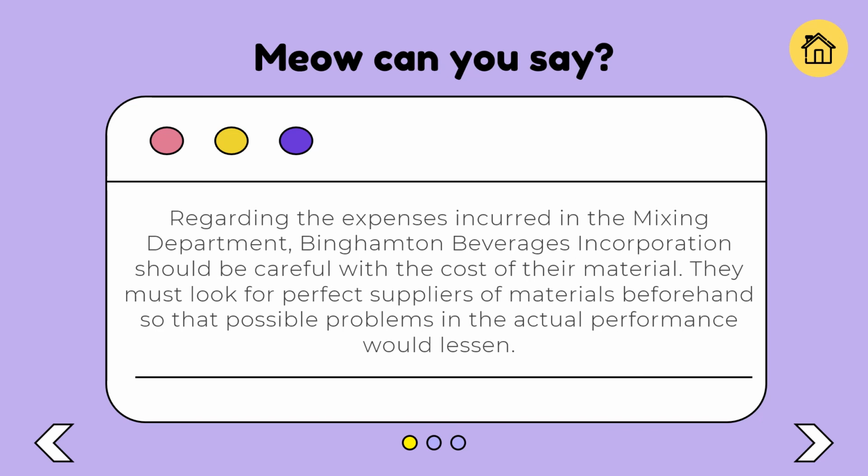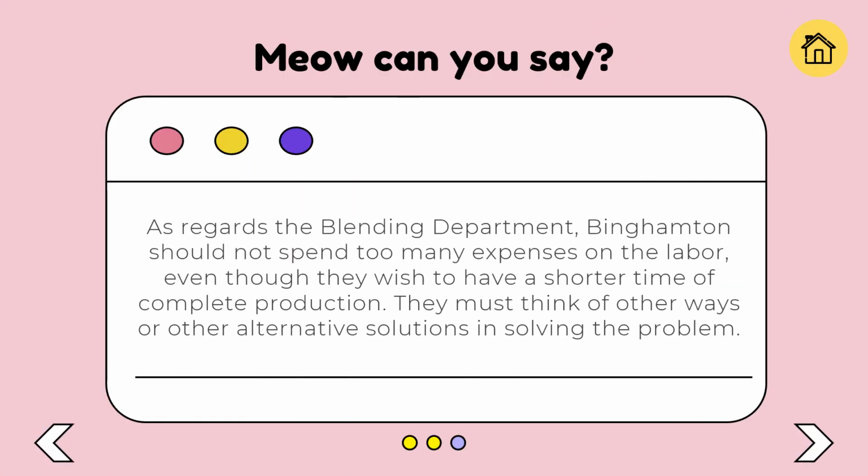Meow can you say? Regarding the expenses incurred in the mixing department, Binghamton Beverages Incorporated should be careful with the cost of their material. They must look for perfect suppliers of materials beforehand so that possible problems in the actual performance would lessen. As regards the blending department, Binghamton should not spend too much on labor. Even though they wish to have a shorter time of complete production, they must think of other ways or alternative solutions in solving the problem.